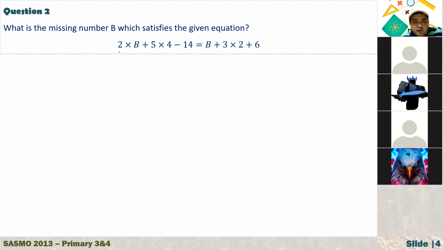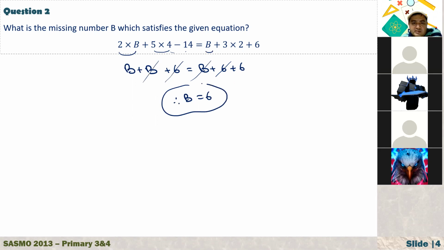All right, guys, this 2 times B means it is B plus B, right? Because I see B here, that's why I'm writing like this. And 5 times 4 is 20. 20 minus 14, it is 6. On the right hand side, we have B, and 3 times 2, it is 6 plus 6, right? The same thing, actually, we can just remove, it's like a scale. And also the 6, it is gone. So what is B? B is equal to 6. So the answer is 6. Sadiq, your answer is correct.